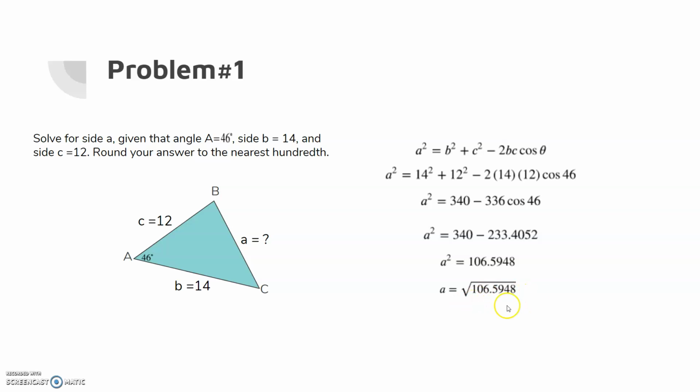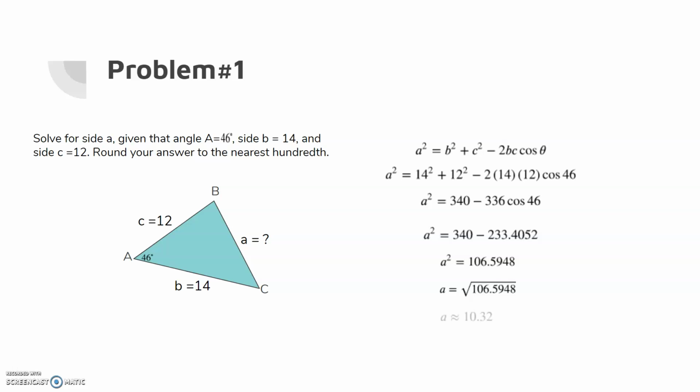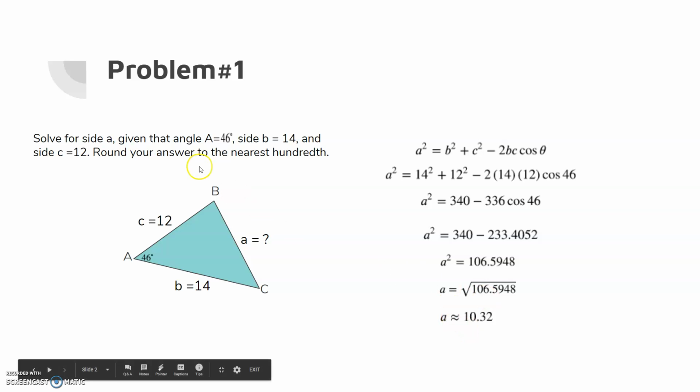And plugging this into the calculator, the square root of 106.5948 is approximately 10.32, rounded to 2 decimal places since the question's asking to round to the nearest hundredths. And that is side A. That's the end of the lesson.